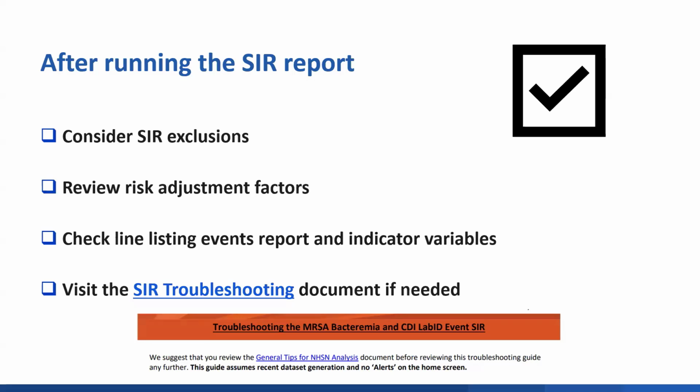I also like to review the risk adjustment factors that were used in the calculation of number predicted, which is the SIR denominator. I like to check the line listing events report and verify indicator variables for the events that are counted in the SIR numerator. And then finally, if I need more details or need to troubleshoot, LabID does have an SIR-specific troubleshooting guide that goes into a lot of detail about frequently asked questions about how the LabID SIRs are calculated.